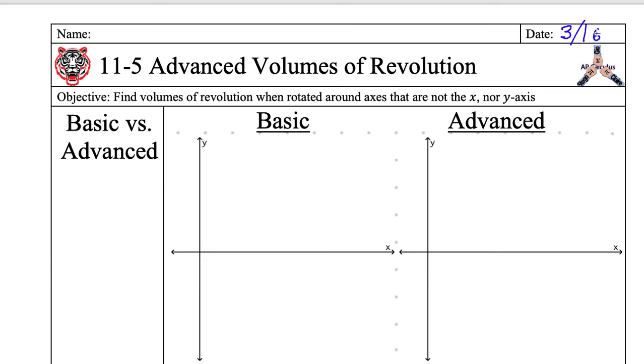Our objective today, Arrow, is to do what? Find volumes of revolution when rotated around axes that are not the x nor y axis. There it is, yeah. So I'm rotating around a line that's up here, or over there, or this way. It's not on the axis. So let's talk about the one that is revolved around the axis, which I'm going to call basic, and then the ones that are not, today's lesson, the advanced.